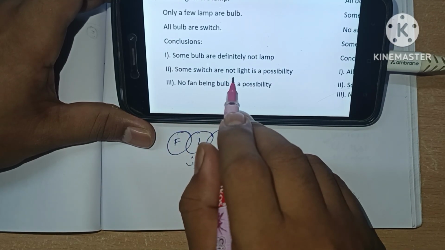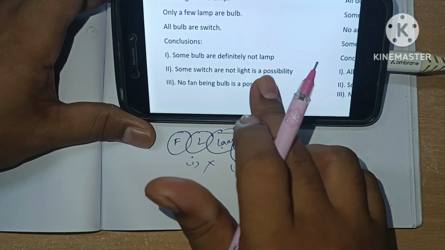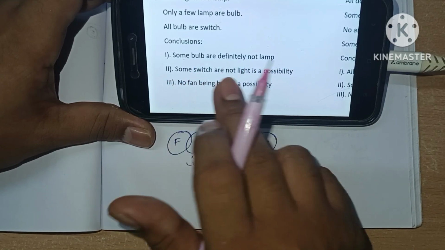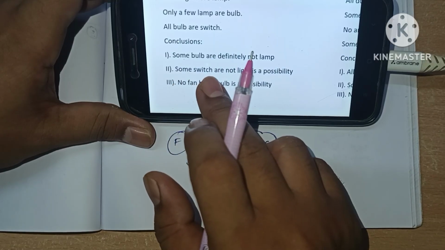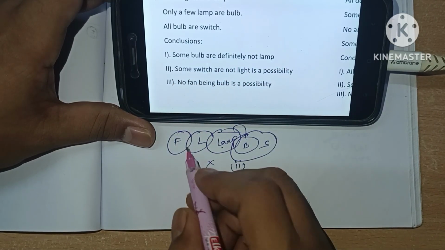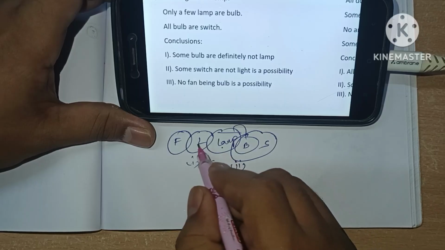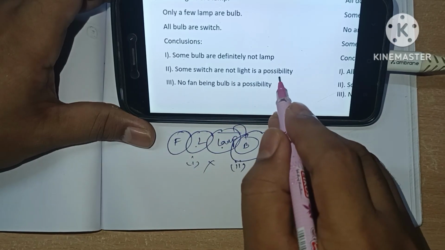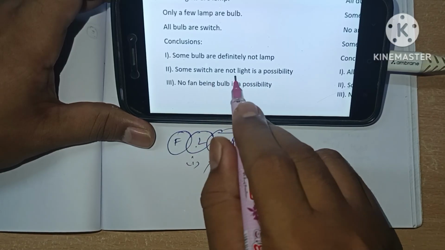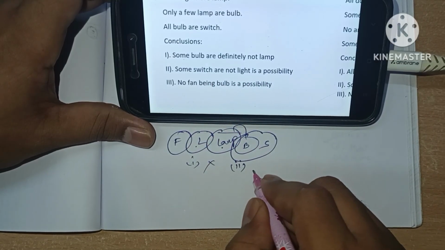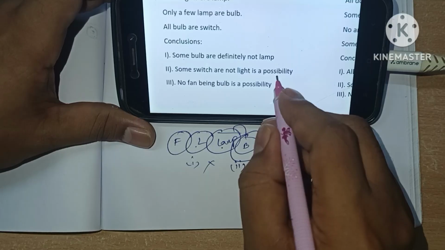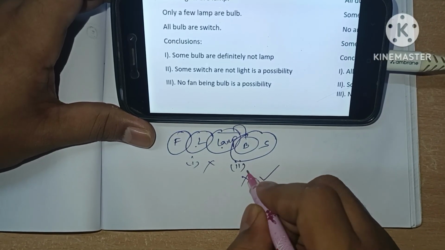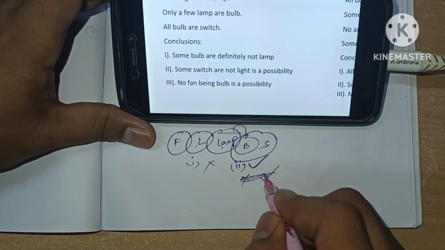Some switch are not light is a possibility. First we leave this possibility side. Some not switch and light. We'll check all switch are light possible. All switch inside light, as it is possible. All case possible, so some not case fails, but it is saying that possibility. He says that false can be true. So our conclusion will be true.